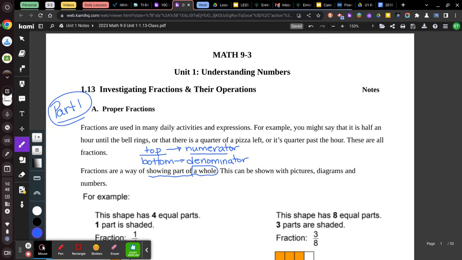Now, a proper fraction means you have a small number on top of a big number. That's what a proper fraction is. So for example, 4 out of 5. 4 is smaller than 5. So it's a proper fraction, meaning the top number is smaller than the bottom.